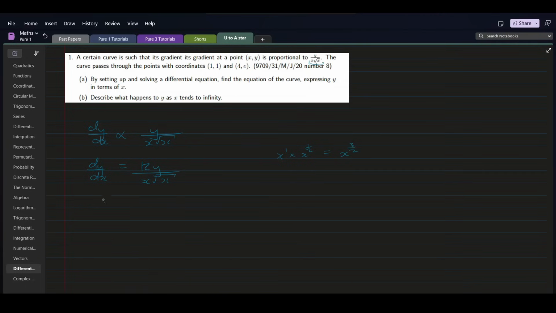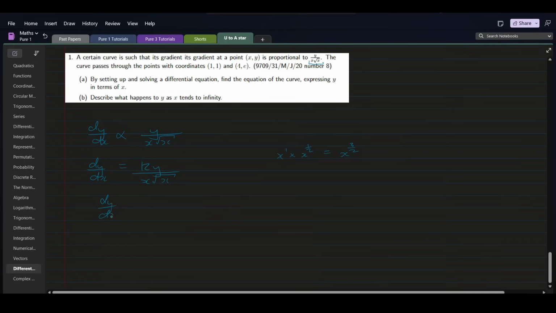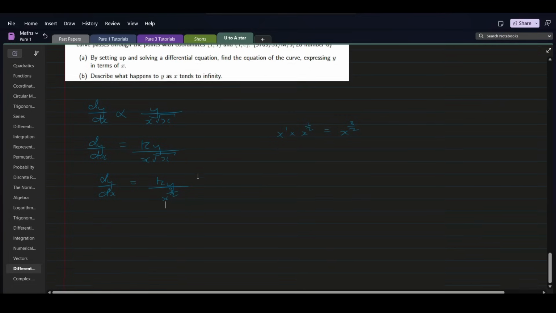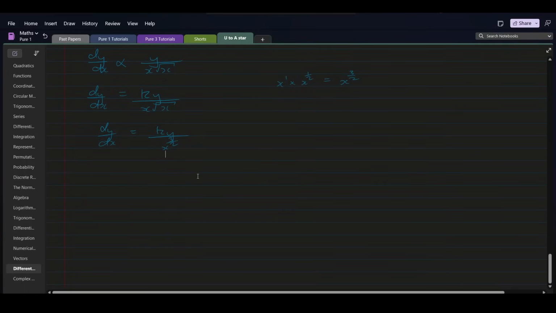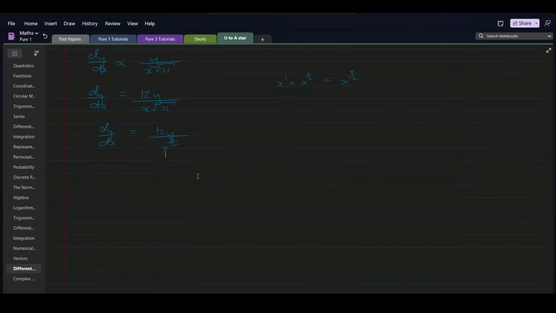So what we have over here is dy/dx is equal to ky over x to the 3 over 2. Okay, so this would now be our differential equation. We have set up our differential equation as requested. Now we have to separate our variables. So that means everything with y on one side and everything with x on the other side.